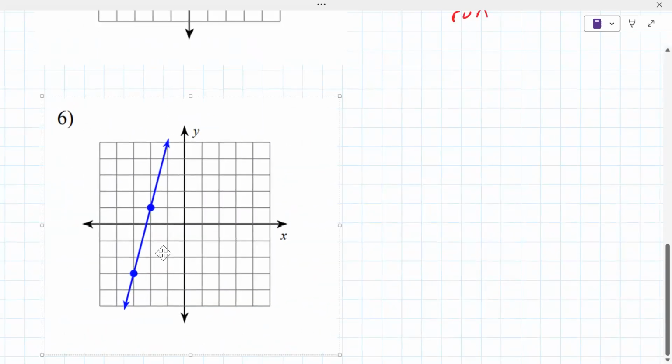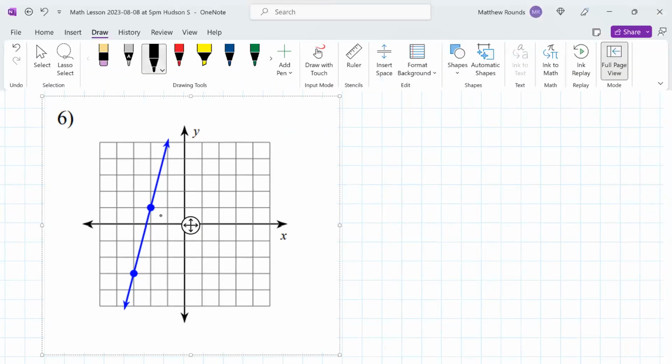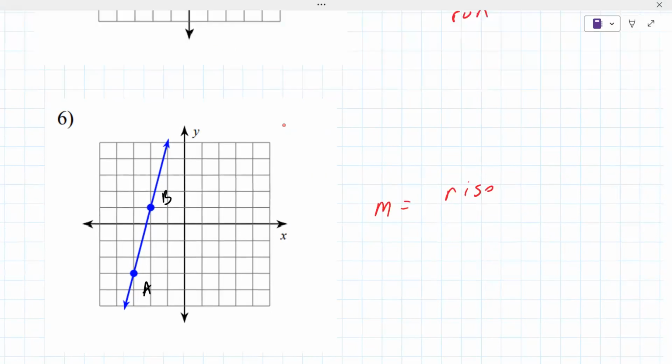All right. So again, let's say you're starting at A and you're going to B. And I want to know the slope. The slope is the rise divided by the run. So from A, how many up are you going? How many to the right are you going? Going up four and then going right one. Yes. Very good. All right, good.